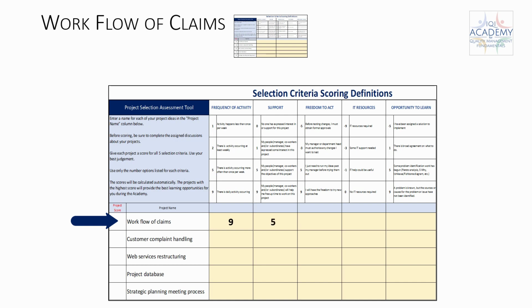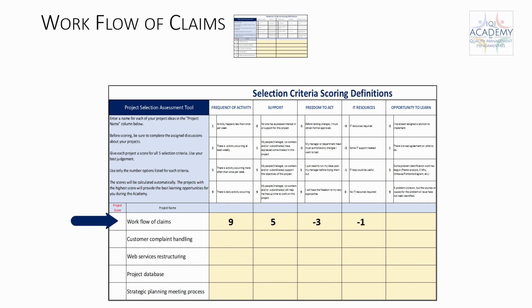5 for support. For reasons that are both personal and procedural, your manager has said that any test, however small, must be approved by them first. This will limit your freedom to act, which receives a score of -3. Some of the workflow claims process is automated, and there are many manual steps. It is likely that IT resources could be helpful but not required. IT resources is scored -1.